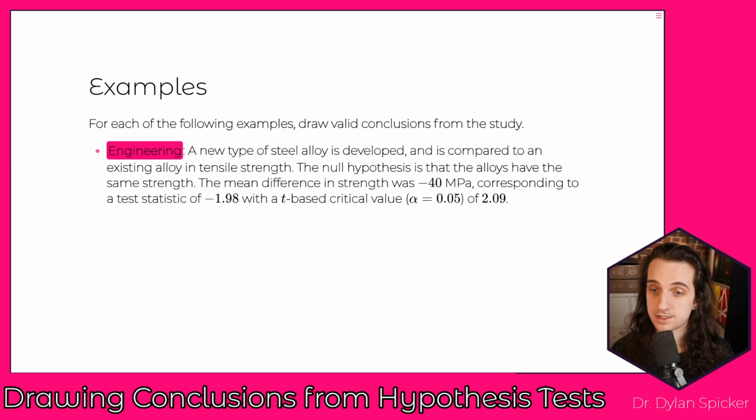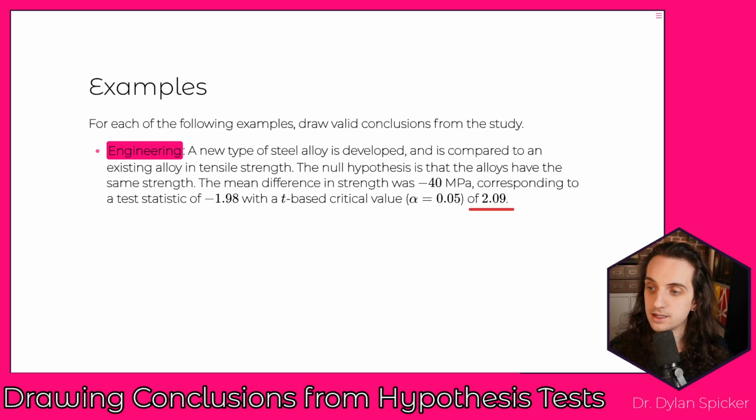Take a look at another example here. So in this engineering study, we have a new type of steel alloy being developed and compared to an existing alloy in terms of tensile strength. The null hypothesis is that the alloys have the same strength. The mean difference in strengths was negative 40 megapascals, corresponding to a test statistic of negative 1.8 with a t-based critical value at alpha equals 0.05 of 2.09.